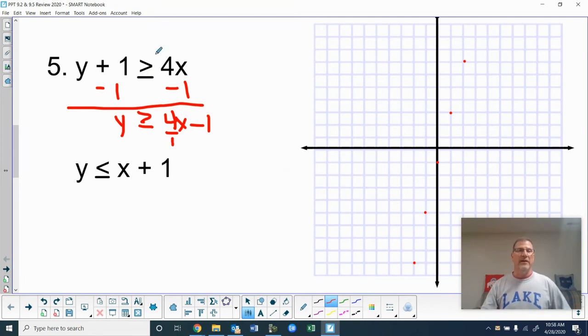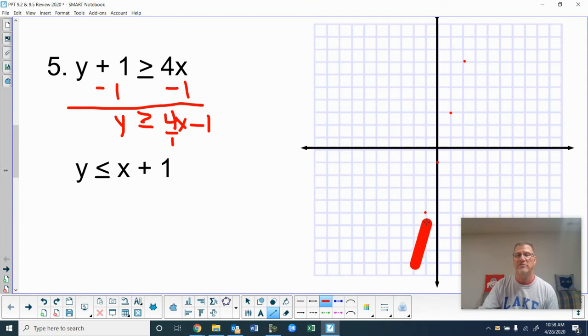All right. It's got the greater than or equal to, so it's a solid line. Remember, if it's just less than or just greater than, it's a dashed line. I will look for that on the quiz. But this one's solid. So I'm just going to grab this red one. It's going to be a little fatter than what we're used to seeing, but that's okay.